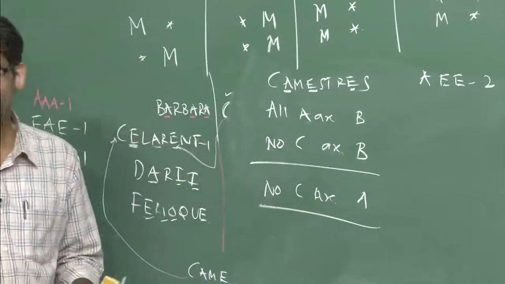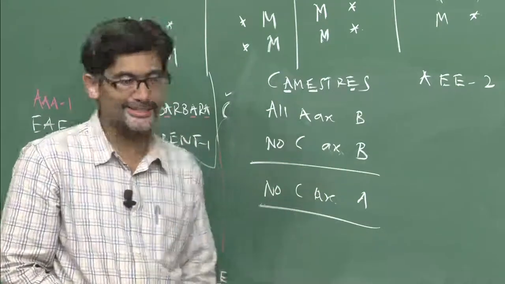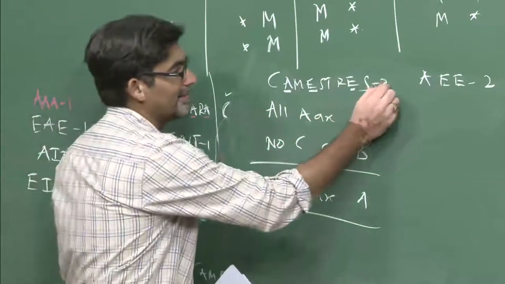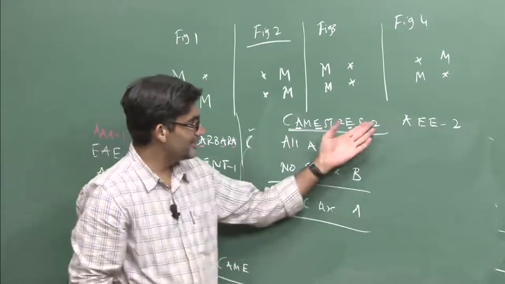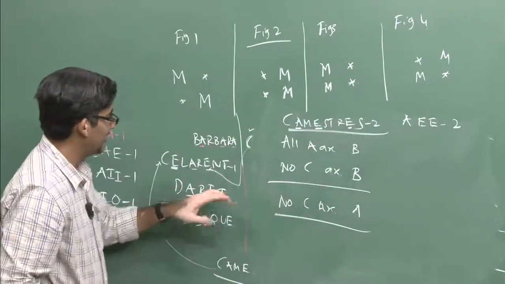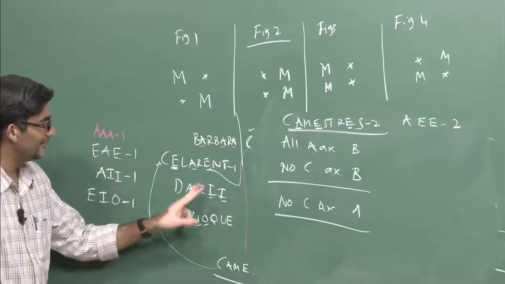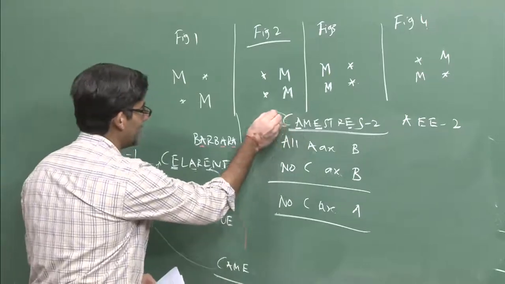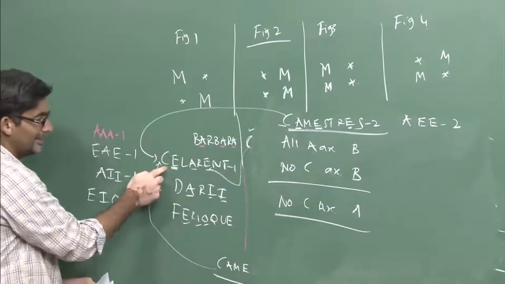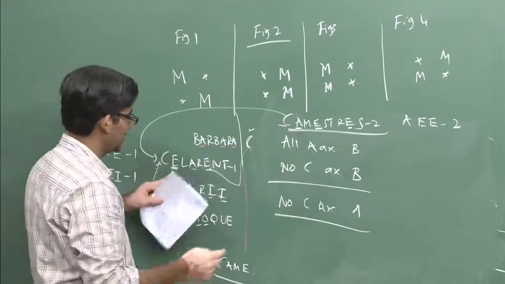What are we trying to do with this? Why have we taken this? This occurs in figure number 2. Now we should be in a position to reduce this into the corresponding word which occurs in figure number 1. The first letter is C, which means this can be reduced only to Celarent. And what is Celarent here?